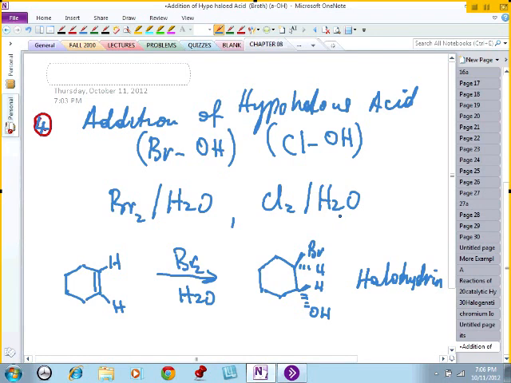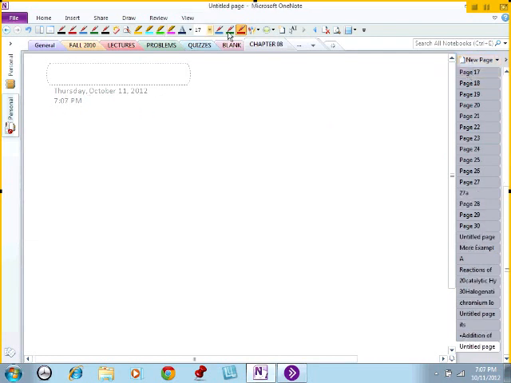Halohydrin, as you can see here, the addition of the hypohalous acid across the carbon-carbon double bond also gives you a trans product. Trans addition product. Okay, this is also an example of a stereospecific addition reaction. Okay, that's number 4. Number 5.